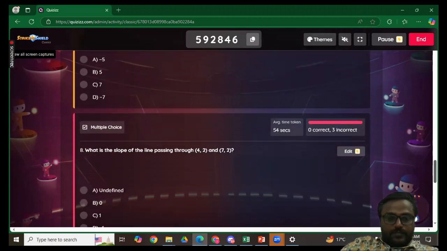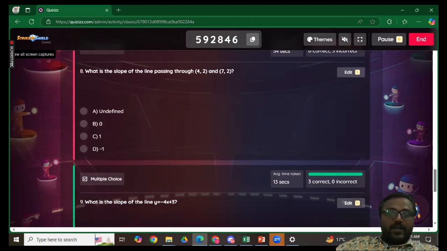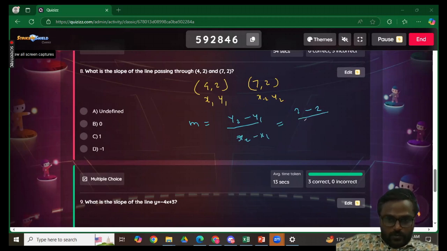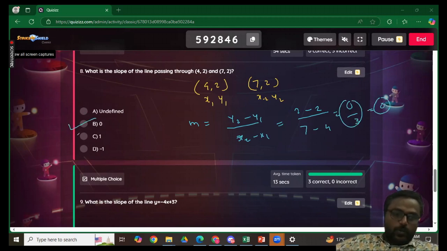Next, what is the slope of the line passing through the points (4, 2) and (7, 2)? So what do we do here, guys? x1, y1, x2, y2, and the slope m equals y2 minus y1 over x2 minus x1. Just substitute the values. y2 is 2, so 2 minus 2 over 7 minus 4. So do we have 0 over 3? 0 divided by anything is equal to 0. So option 1 is correct. Let's move on to the next question.